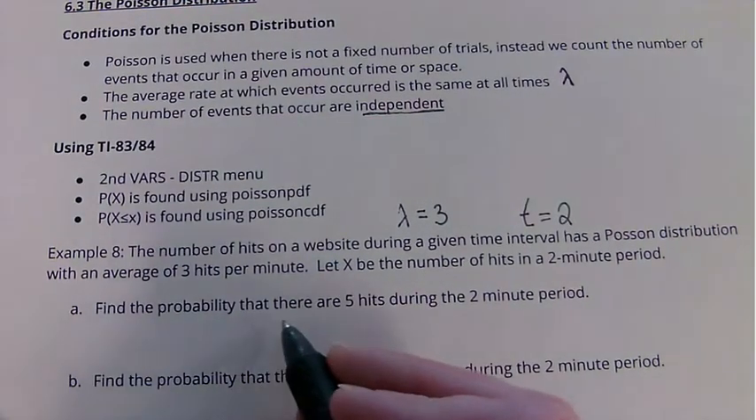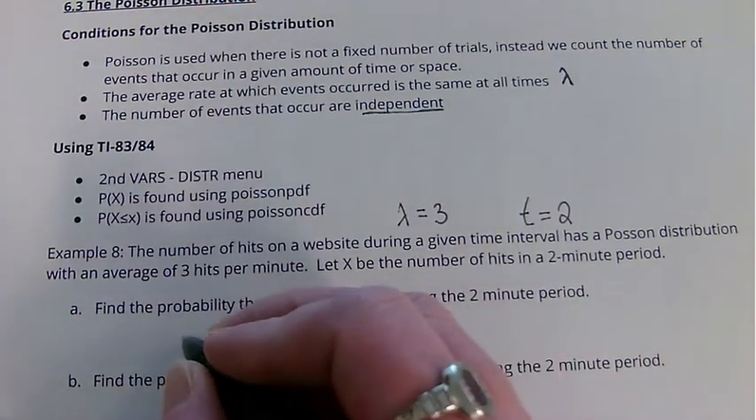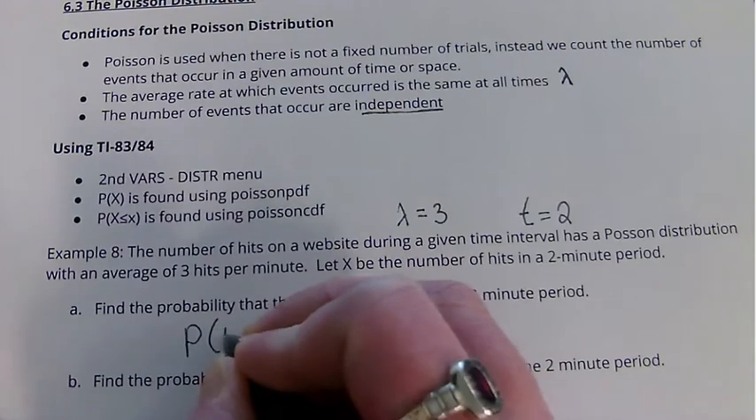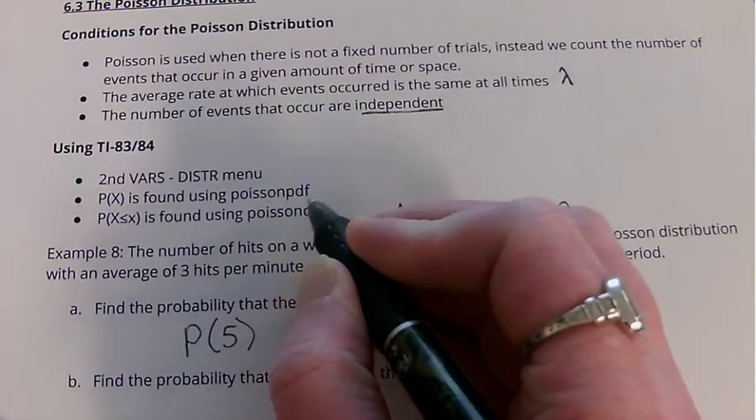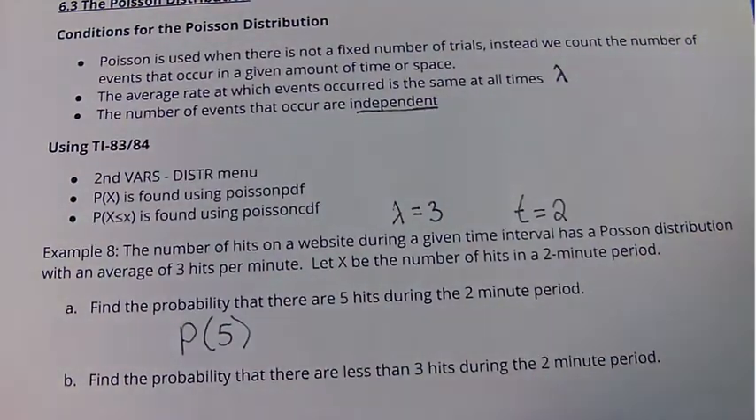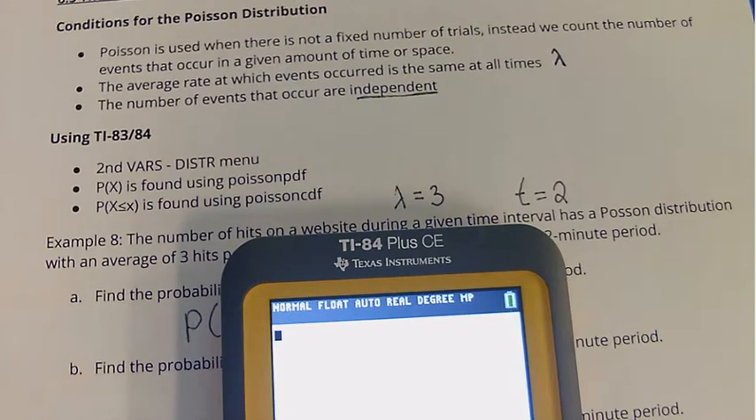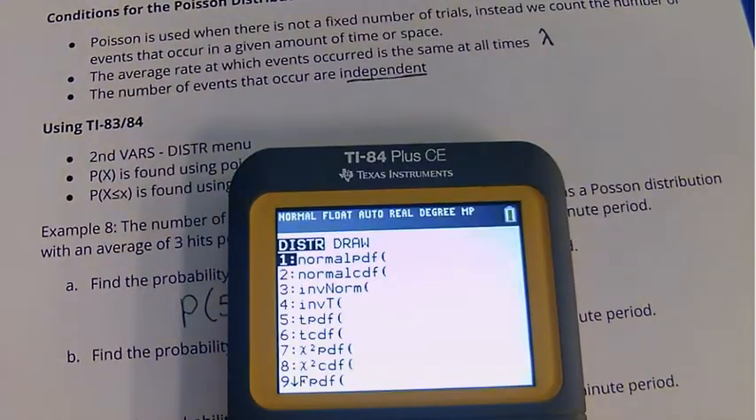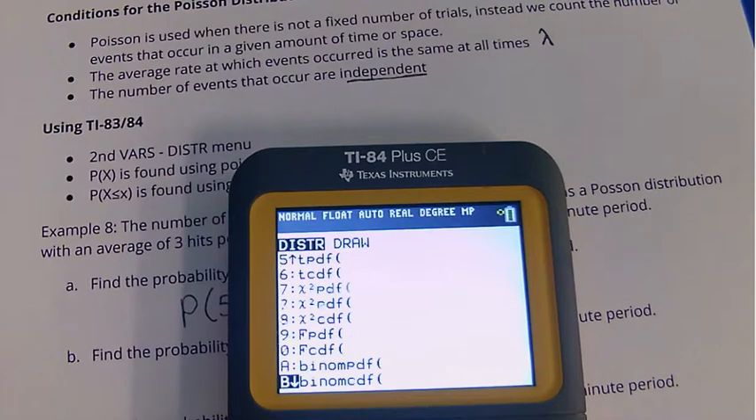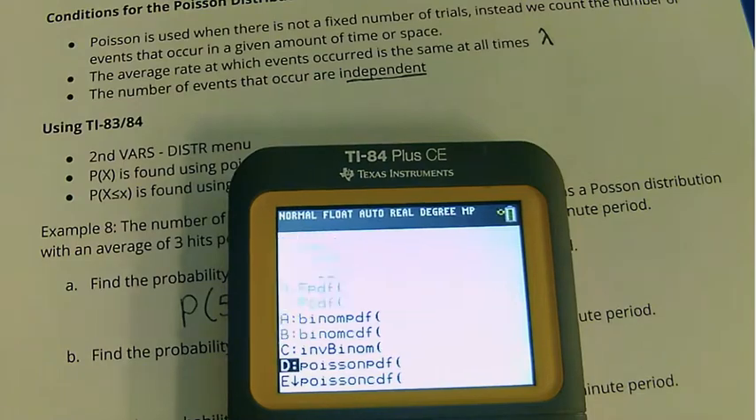So if we're trying to find the probability that there are 5 hits during the time, that's finding a specific value. That's the probability of getting a 5. That's going to be under the PDF menu. Now, when I go into that, that's under second vars, and it's pretty far down. So binomial, here's the Poisson. It's right after the binomial.